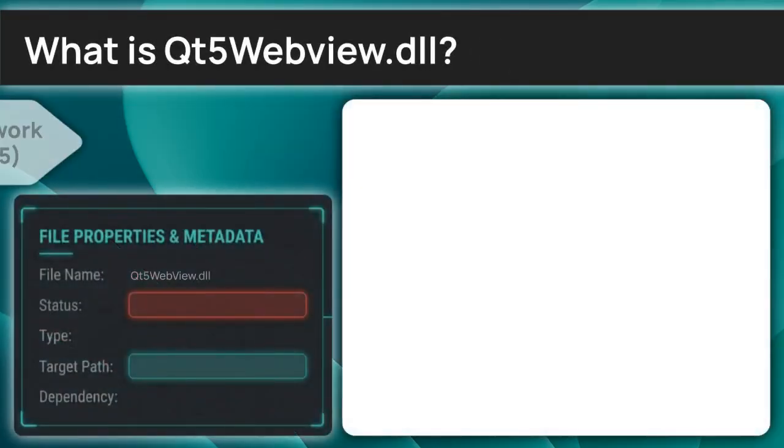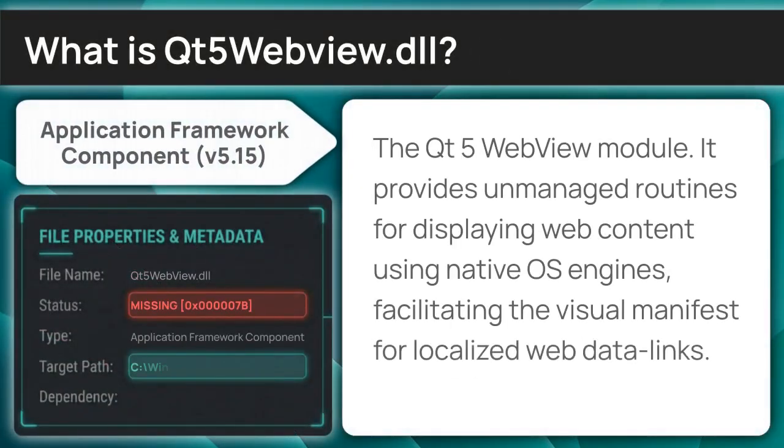This is the Qt5WebView module. It provides unmanaged routines for displaying web content using native OS engines, facilitating the visual manifest for localized web data links. Now let's apply the fix by reinstalling the shared system library.